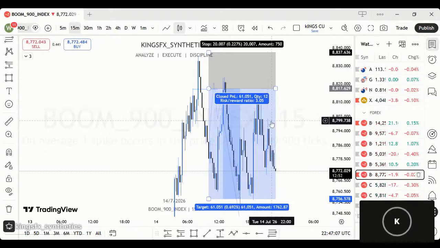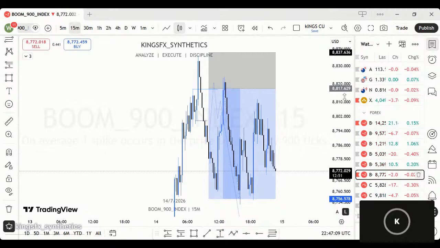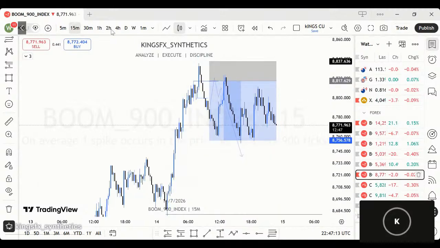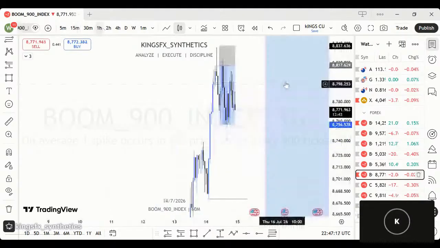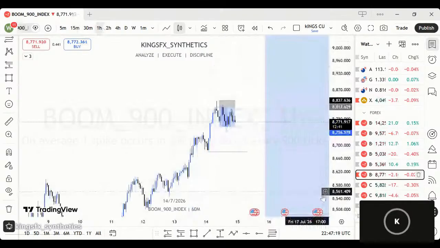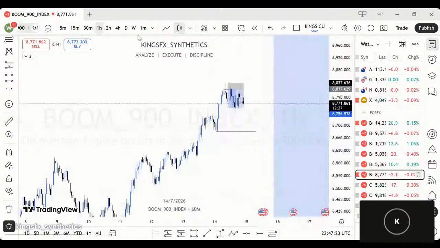Okay, so what was the bias of this market? Why did we get into this trade in the first place? Like I always say, the first thing you need to do is go to your higher time frame. Always start your analysis from the higher time frame. You need to understand where you are heading. Your higher time frame is where all of the magic is done.